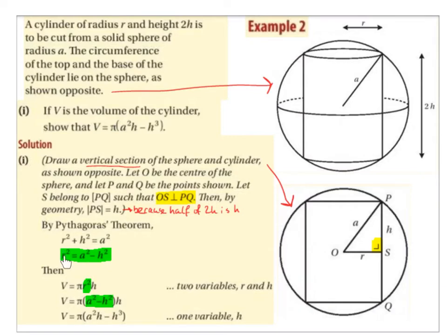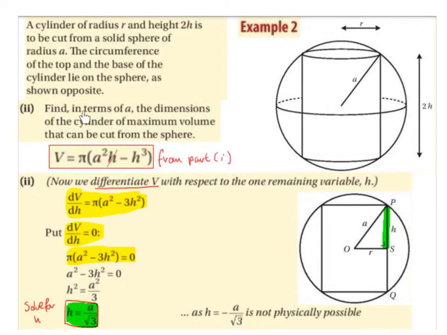So now that we have R squared, we can swap the R squared in the formula. So this is the formula for volume. So volume equals pi R squared H. So this is the formula for the volume of a cylinder. So we can swap that R squared for A squared minus H squared, since we have solved for R squared. And then multiplying out, we get the volume equals pi times A squared H minus H cubed, which is what we were asked to show. So the volume of the cylinder is V equals pi times A squared H minus H cubed.